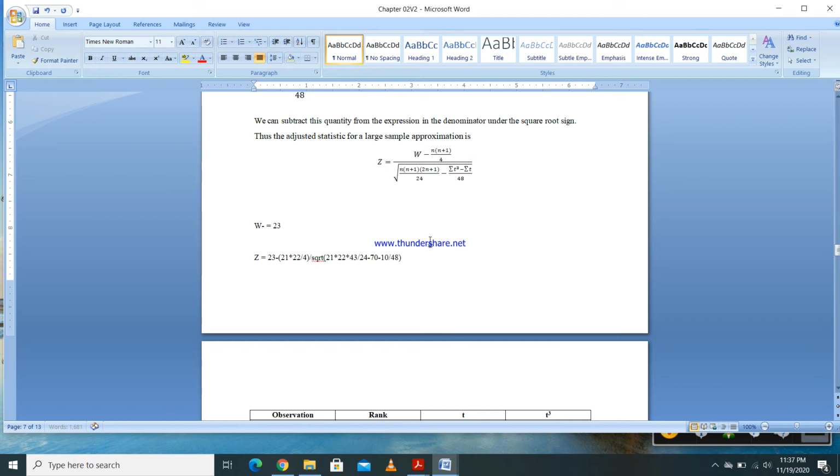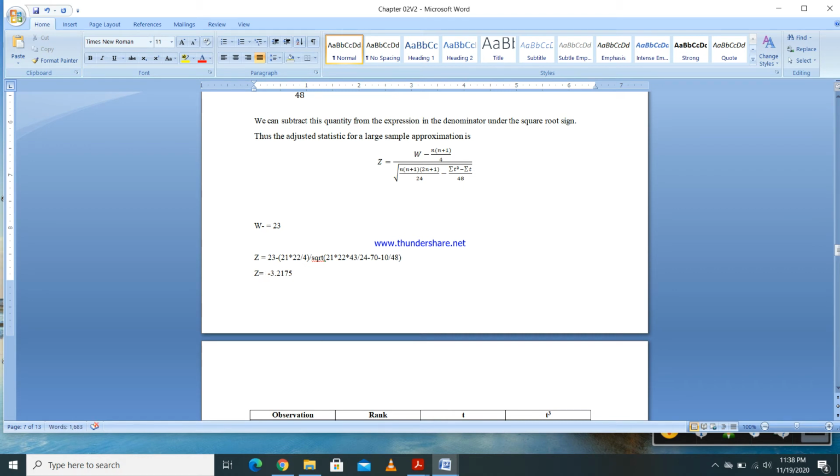So when you substitute these values and simplify, you can find the z value. This is equal to minus 3.2175. That would be your z value.